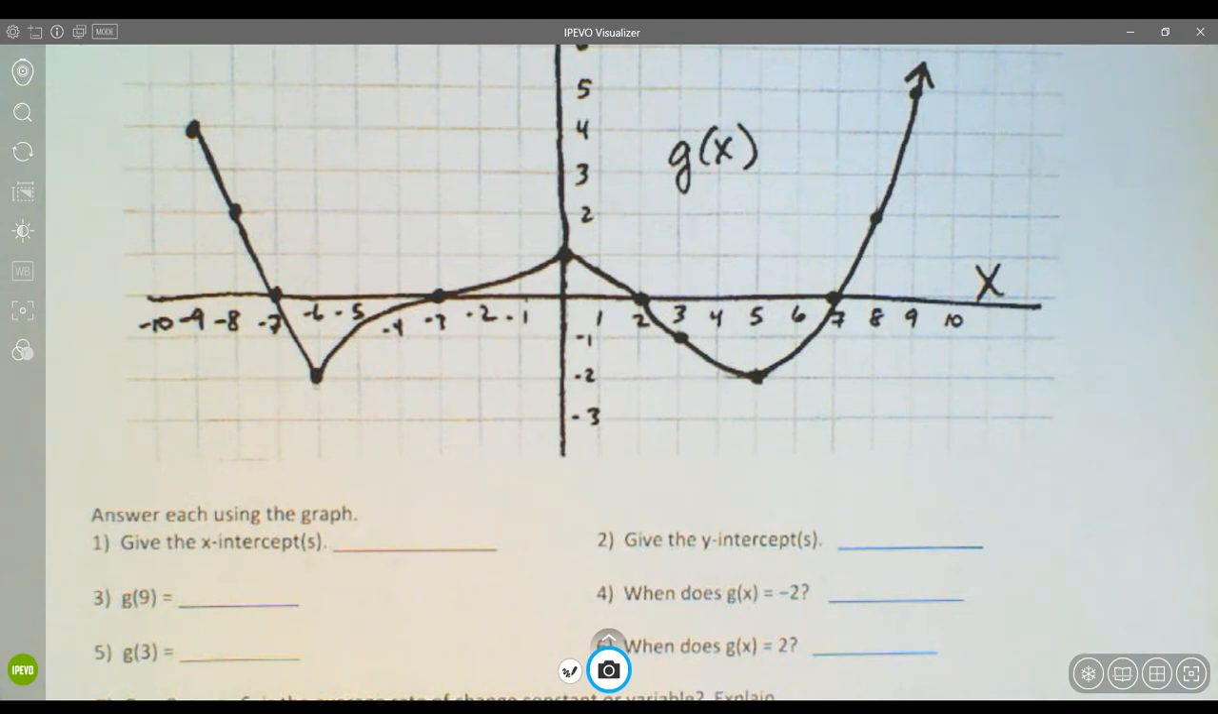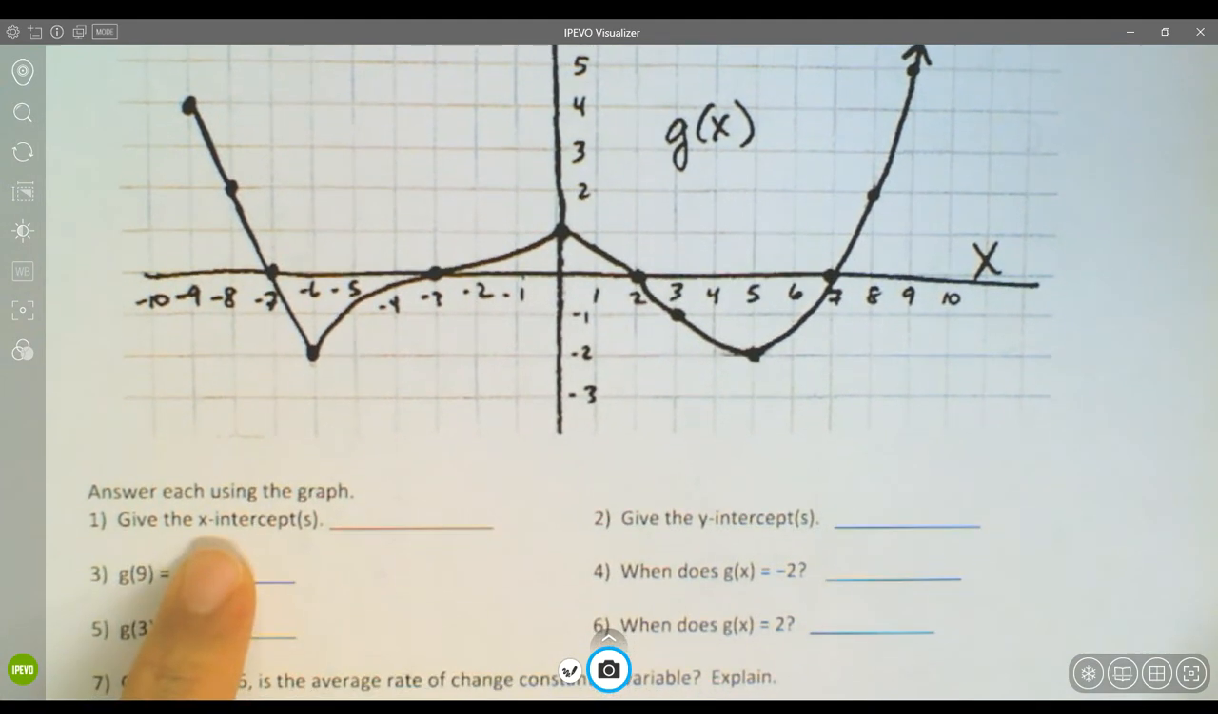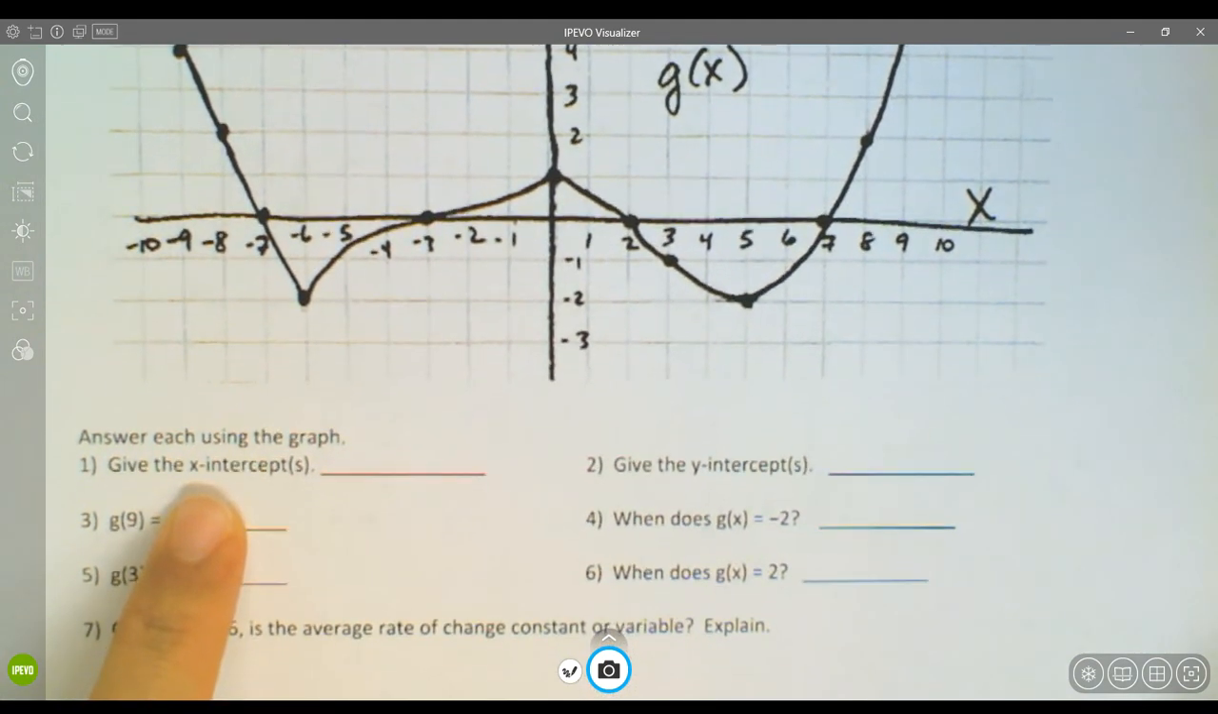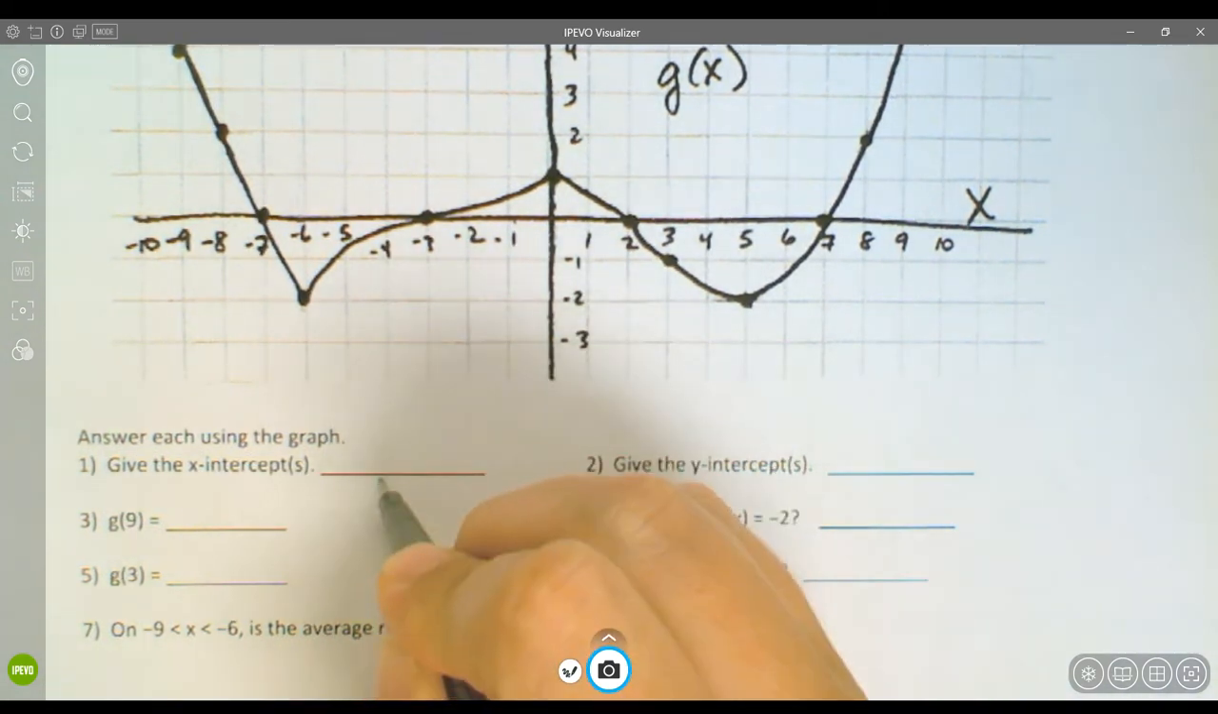So now that we've gone over notes of key features, I want to actually practice one where you go through and analyze the graph, all that good stuff. I have a graph here for you, and I want to answer a series of questions. First of all, please give me the x-intercept. The x-intercept, remember, occurs where we touch the x-axis.